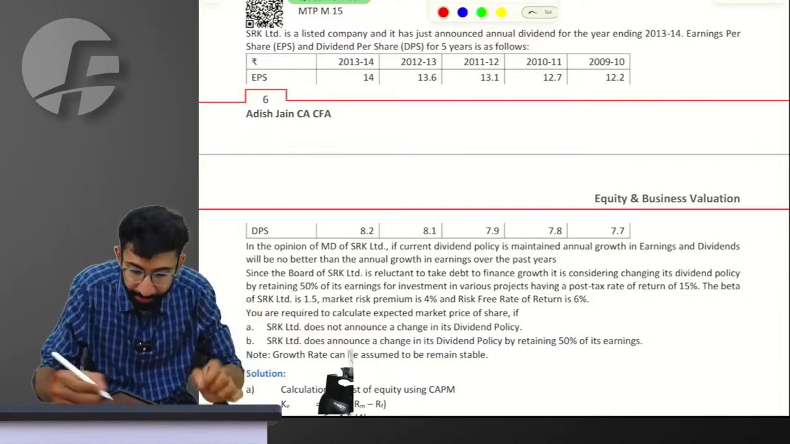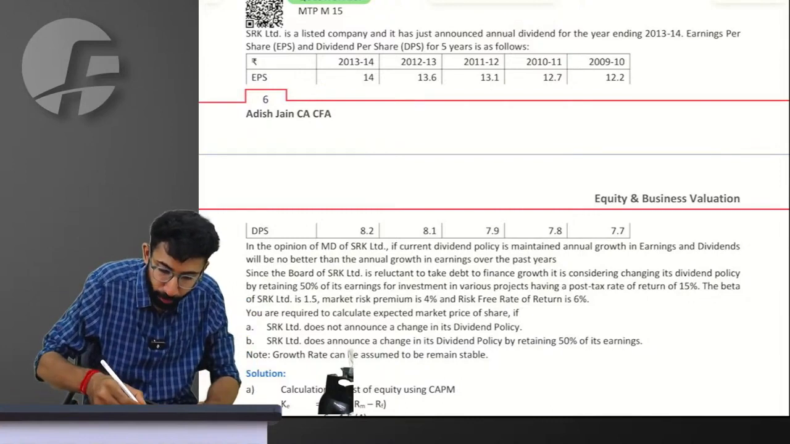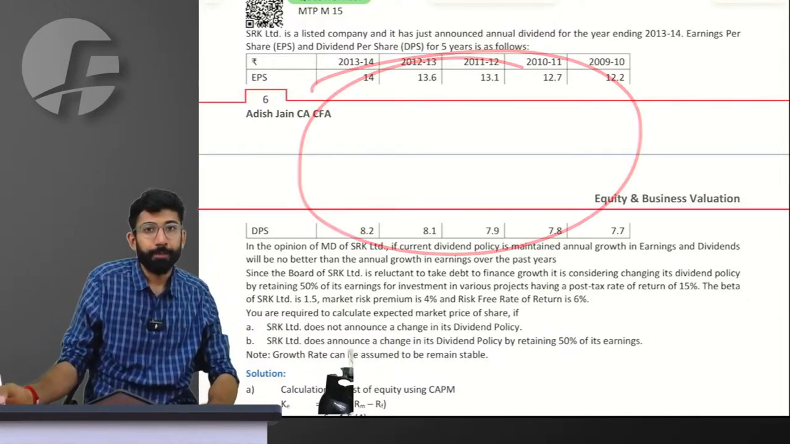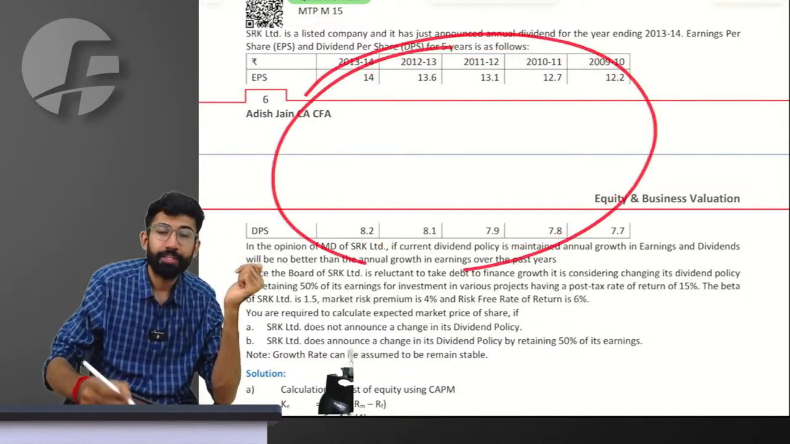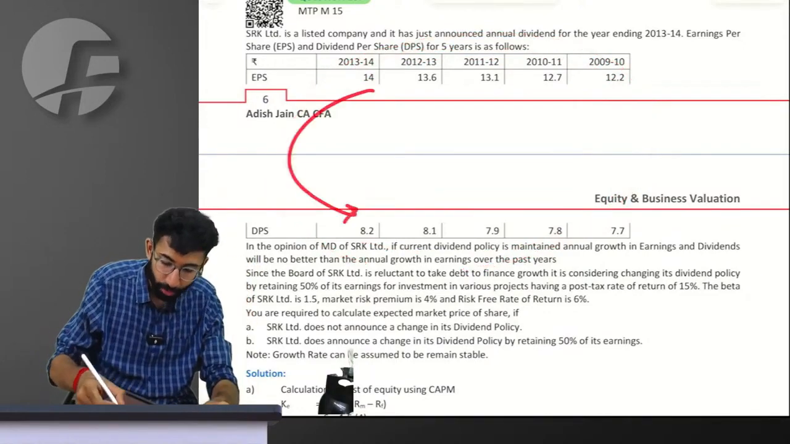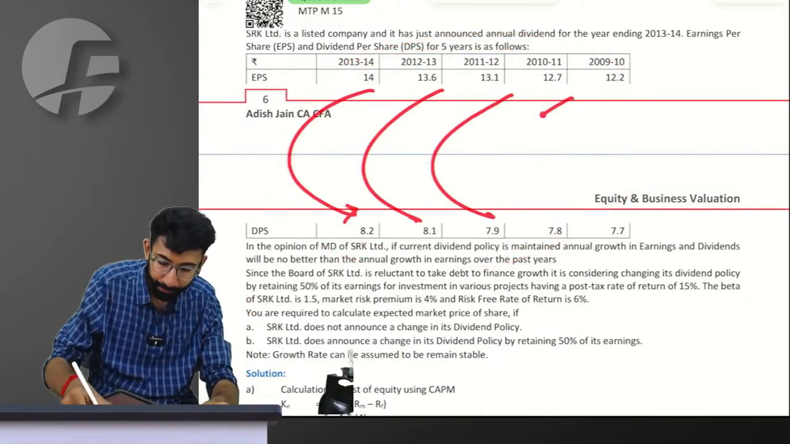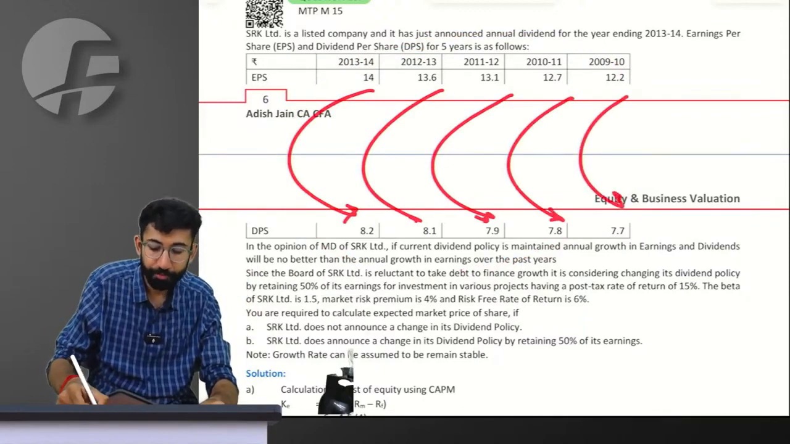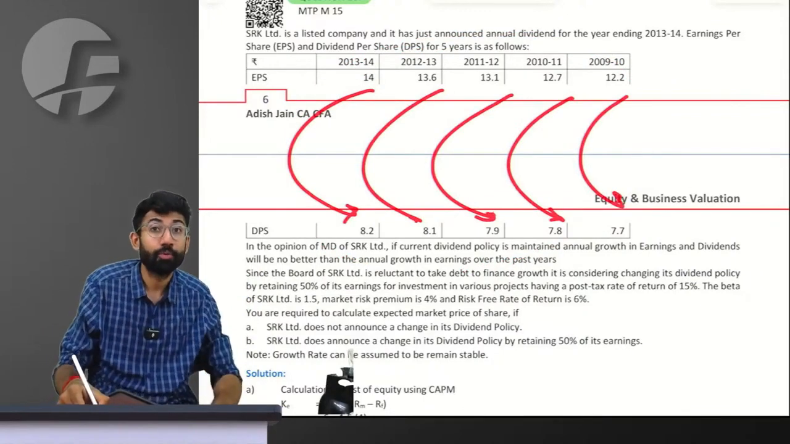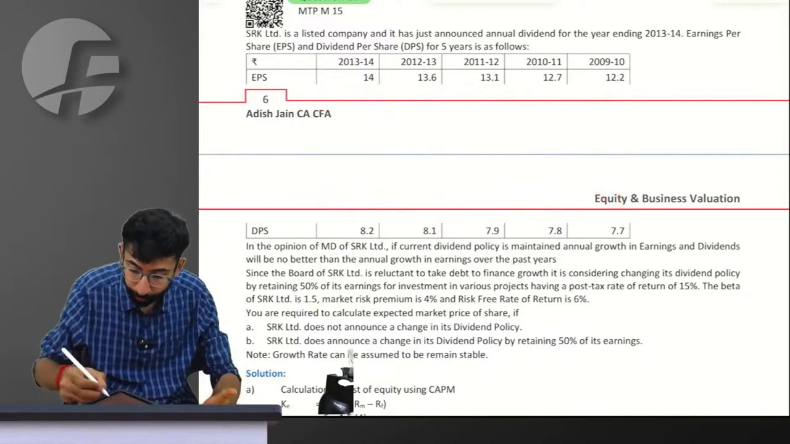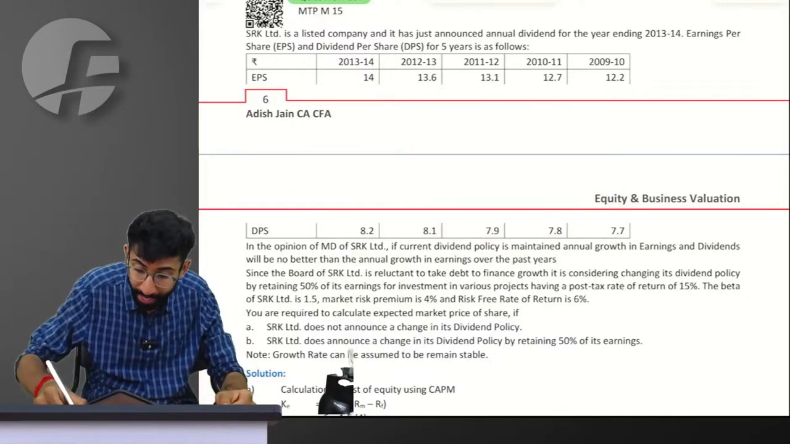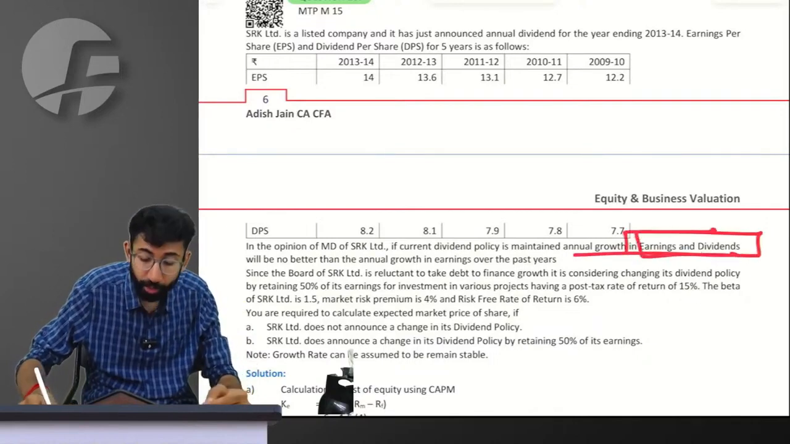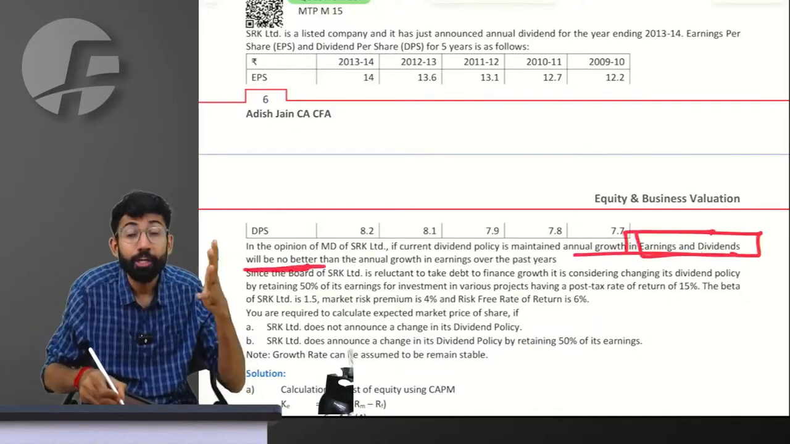It says that if you follow the same dividend policy as you had in the past, in the sense that if you distribute the same percentage of dividend, if you maintain the same payout ratio, then the future growth of earnings and dividend, listen to the line carefully, then annual growth of earning and dividend, future growth rate will not be.